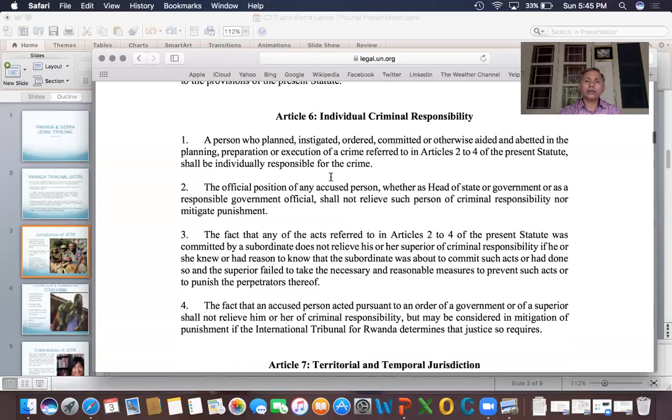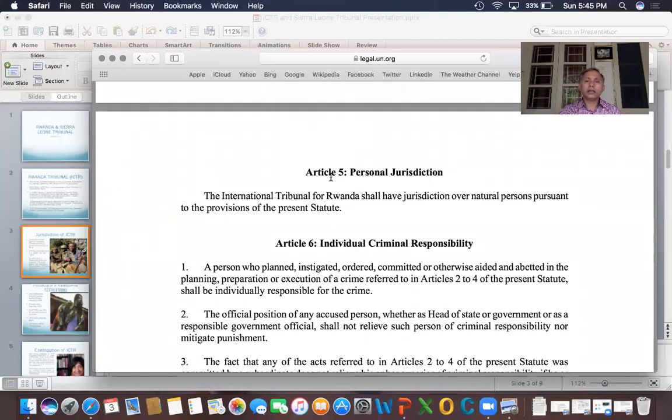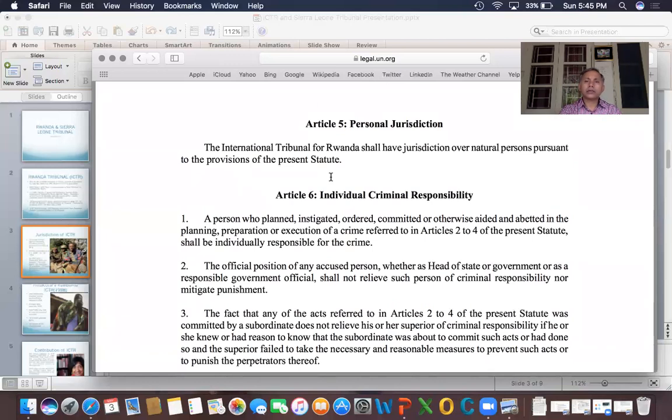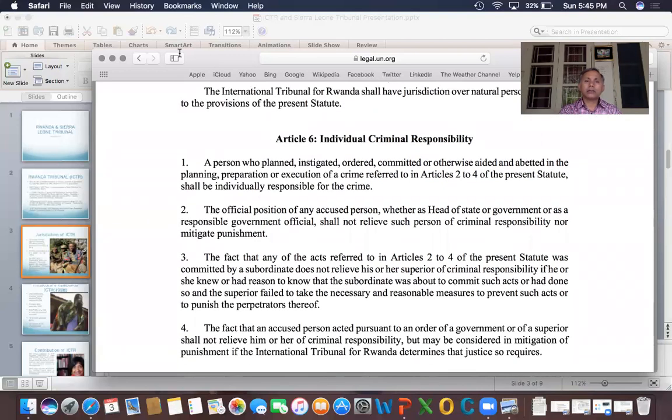So you see that there were these crimes, and then Article 5 says that this ICTR will exercise personal jurisdiction. Article 6 says that there will be individual criminal responsibility of a person, and it will not matter if the person is the head of a state or government or a responsible government official. So again, continuing the trend of the Nuremberg trial, Tokyo trial, and Yugoslavia trial, this Rwandan trial was again confirming the trend that individuals can be prosecuted by such criminal tribunals, even if the perpetrator happens to be the head of state or head of government or a responsible government official.